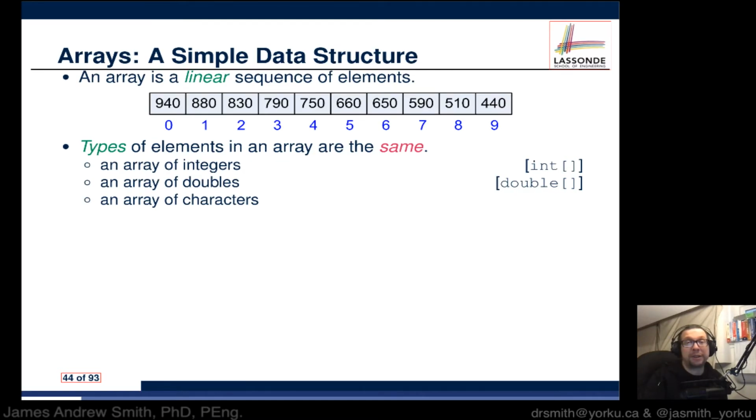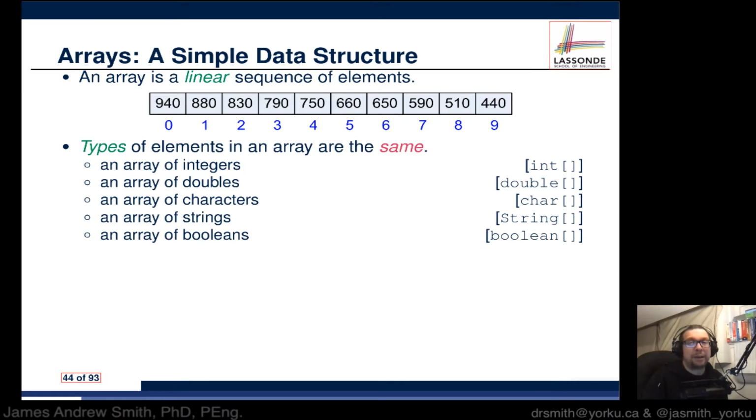You could have an array of characters, that's single letters or that sort of thing, and it would be char with the square brackets. An array of strings, so string with the square brackets. And the weird thing about this is that string has a capital S. Can't forget that. It's the only one that seems to. Capital S for string, everything else is lowercase. Boolean, so true, false values. Boolean with a lowercase b with those square brackets that you see at the very end.